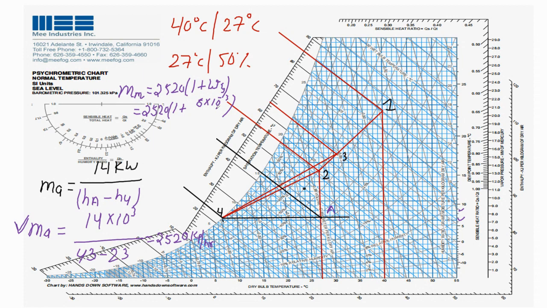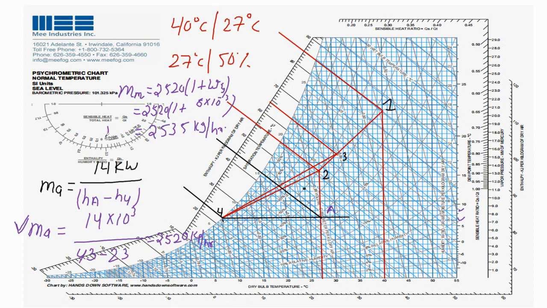Now we try to solve this equation. Let me solve this for you. It comes out to be 2535 kg per hour.